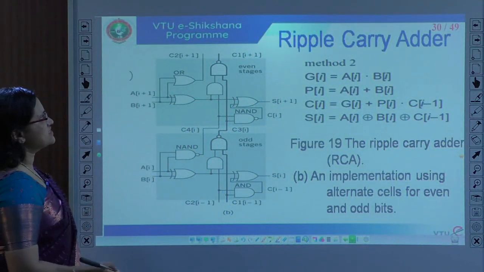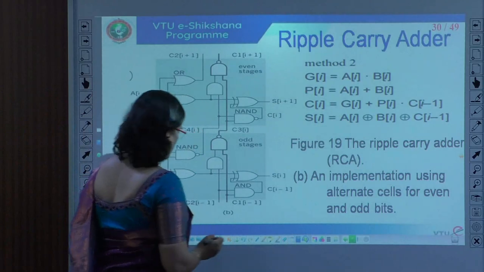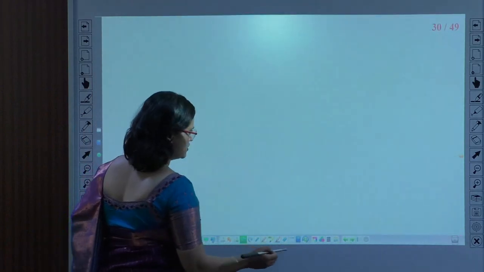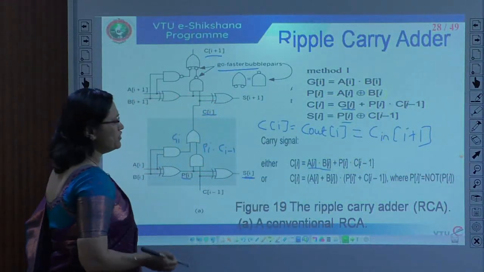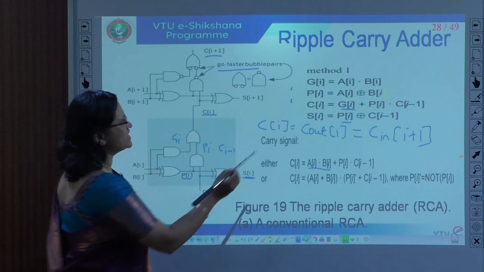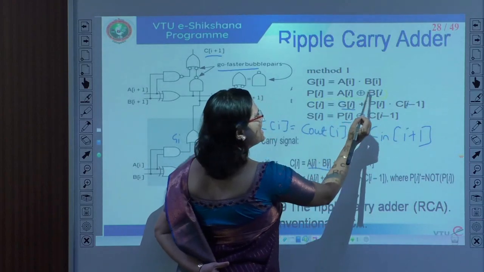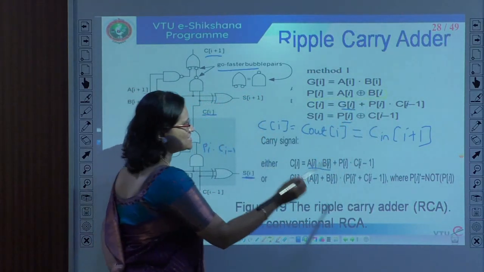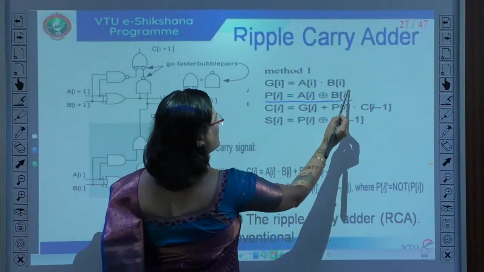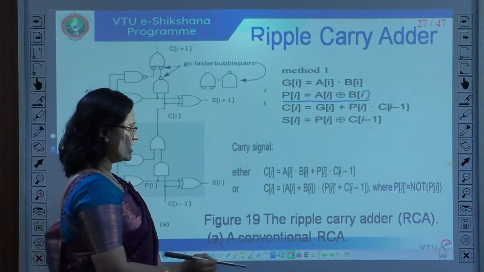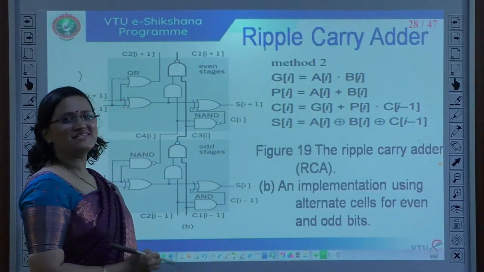Okay, so next is method 2. When you compare method 1 and method 2, you can see that in method 1 I have taken pi equal to ai xor bi. Whereas in method 2, pi is nothing but ai plus bi.